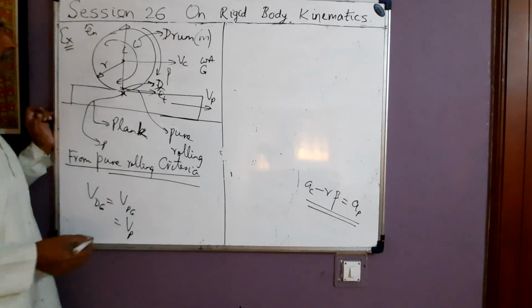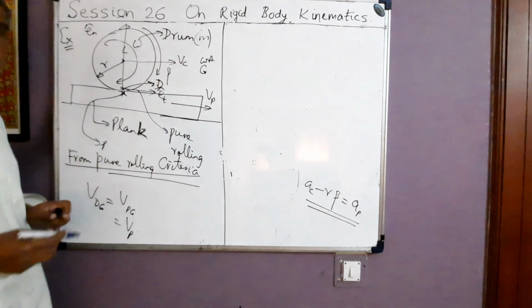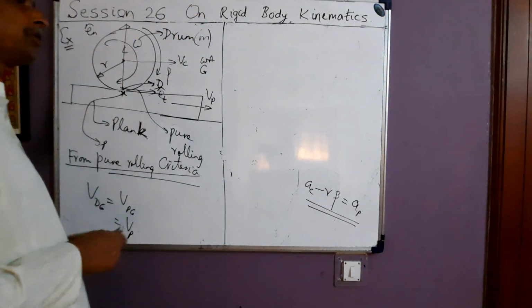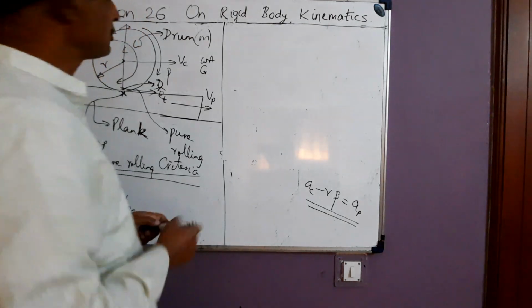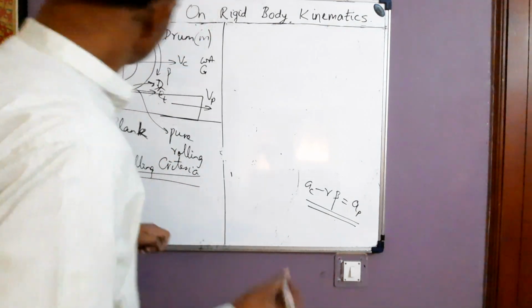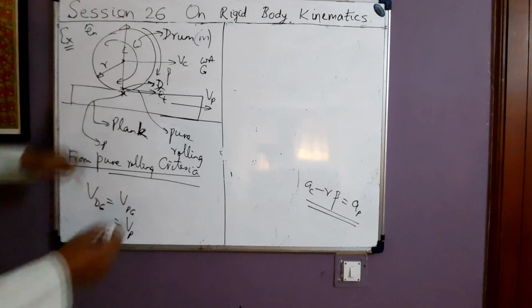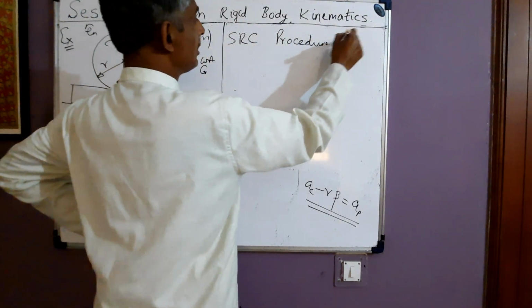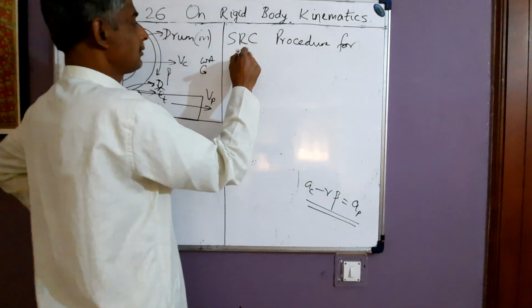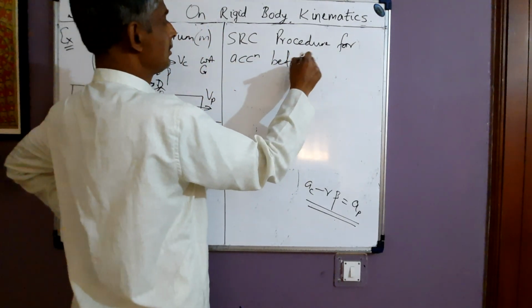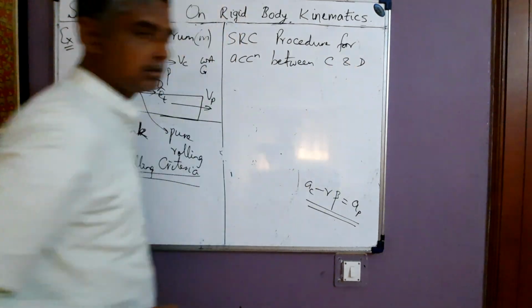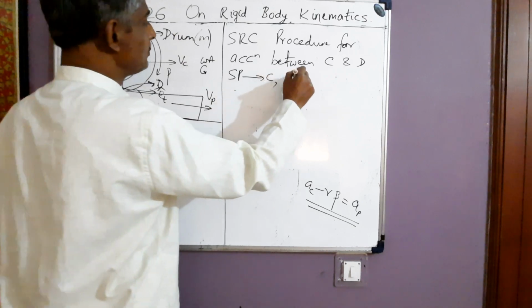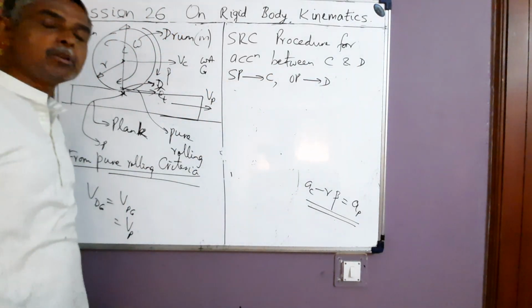Now we apply the SRC procedure for acceleration between C and D. In case you have any doubt regarding SRC procedure for acceleration, you go to the 23rd video on rigid body kinematics. There you will get it. So I apply SRC procedure for acceleration between C and D in ground frame. SP becomes C, OP becomes D. SP meaning selected point, OP meaning other point.